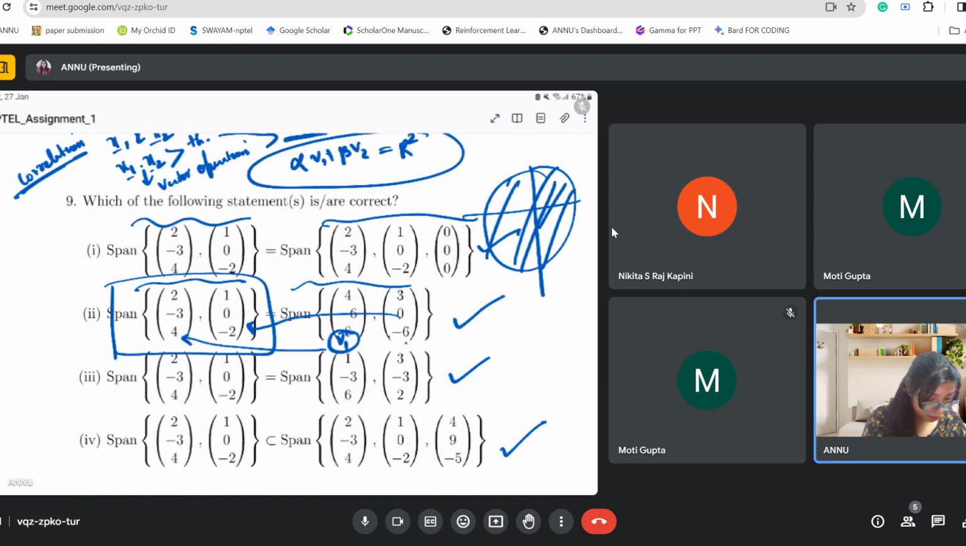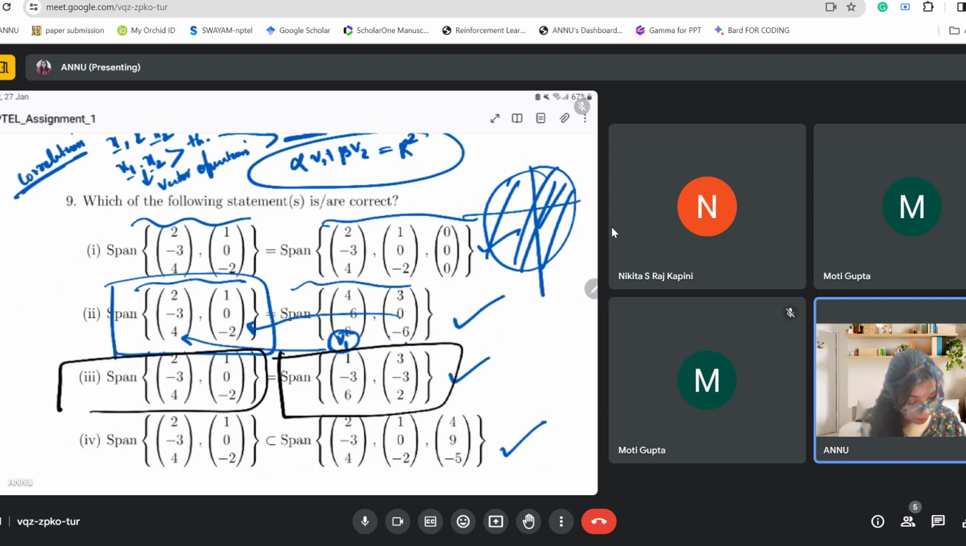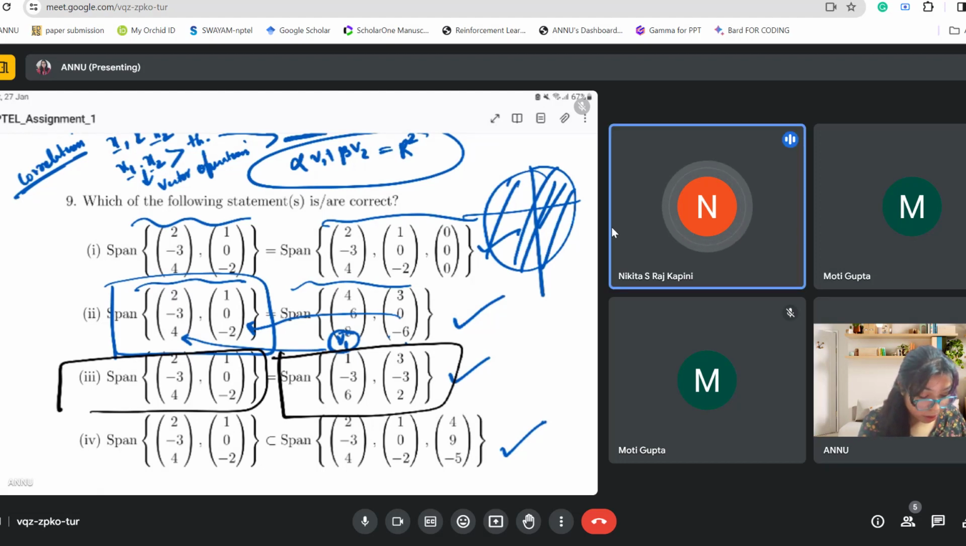Okay. So let's calculate the span of this one, and then let's calculate the span of this one. First of all, you don't verify like this. First you check whether these two vectors are linearly independent or not. If these two vectors are linearly independent, then definitely these will be equal. Is this linearly independent? Obviously yes. You basically check whether it is linearly dependent, and whether both of them are linearly dependent, or independent.